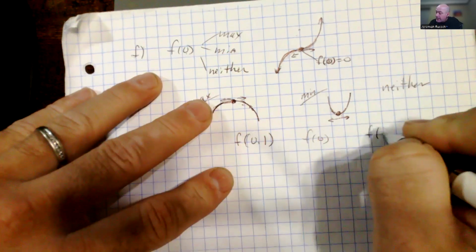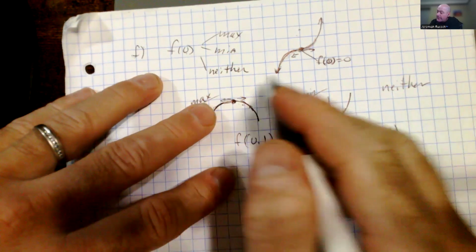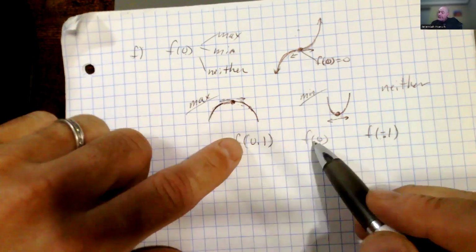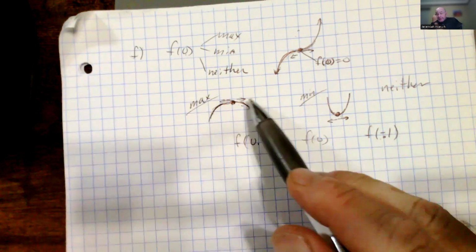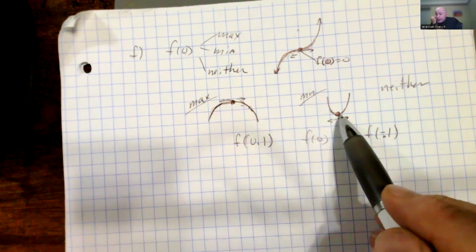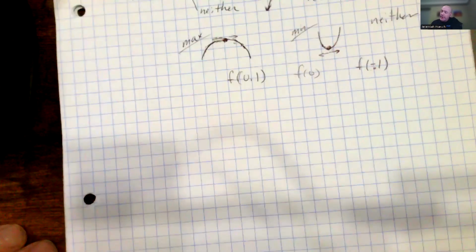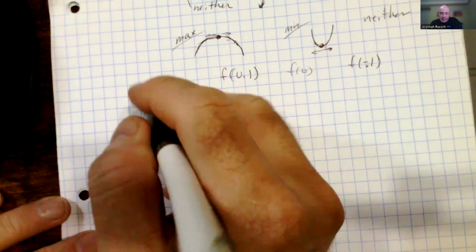f of negative 0.1. So you're stepping to the left and to the right here, at negative 0.1 and 0.1, and then f of 0. Evaluate it at those 3 points and see what values you get. Is it doing this? Is it doing that? Or is it going to be neither? That's how you would check what's happening with the function at its extreme.